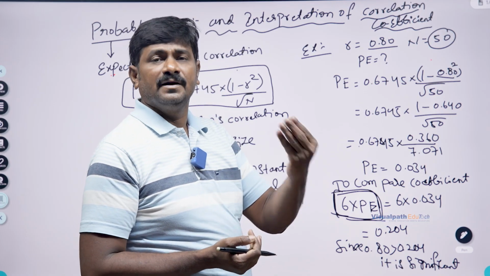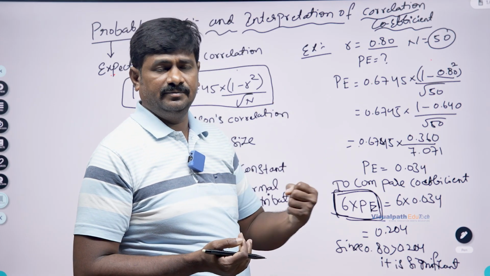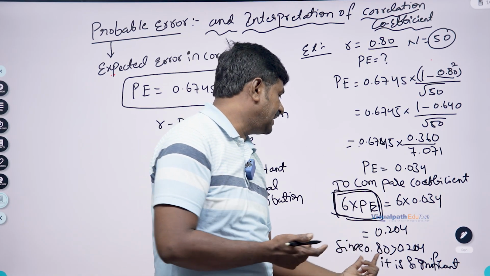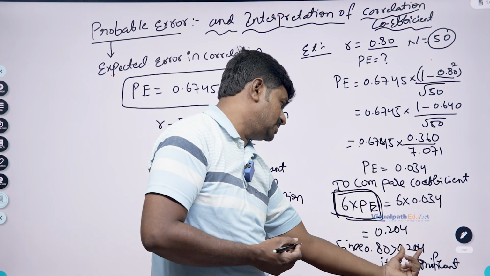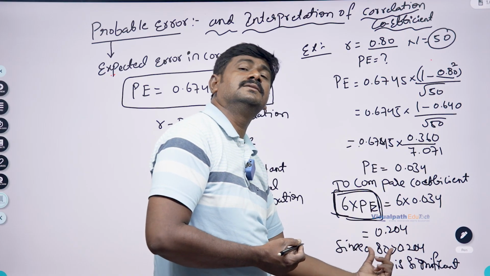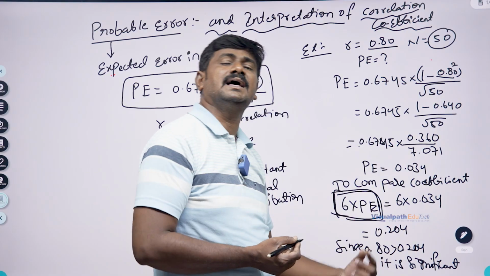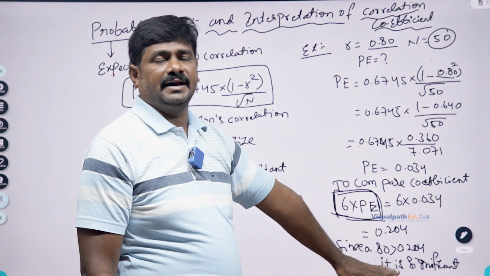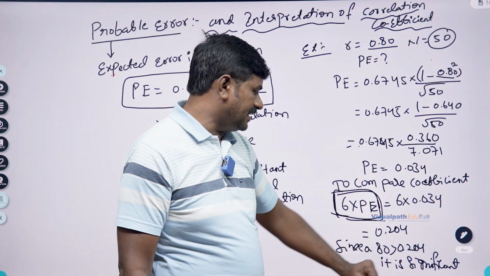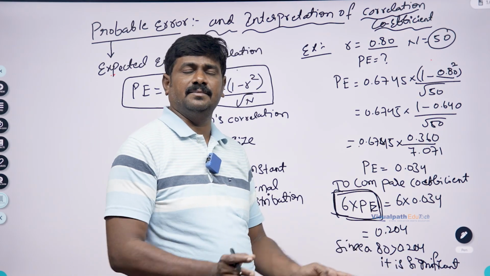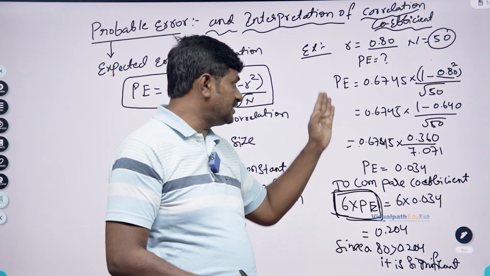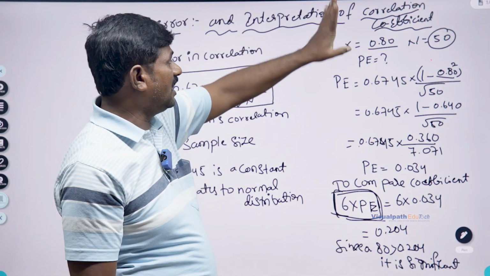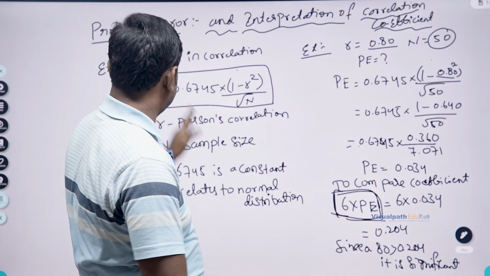It can be believed, which means it can be helpful. Here, since 0.80 is greater than 0.204, the probable error is less than the correlation coefficient, so it is significant. It can be correct; the correlation coefficient can be correct. That is the situation where we use the probable error for interpretation of the correlation coefficient. So this is the matter.